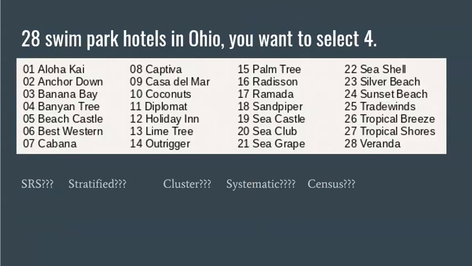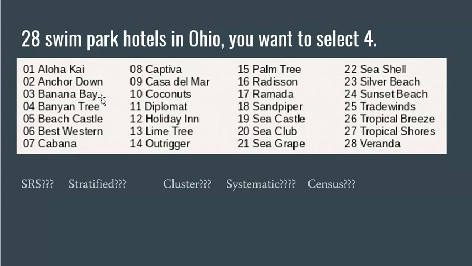All right, and let's look at one more quick example here. Here are my 28 swim parks. I actually went ahead and found the names of the 28 swim parks in Ohio, and let's select 4 of them. And now I gave them numbers already, 0, 1 through 28. So a simple random sample would be to use some type of computer to generate 4 numbers. Ignore repeats, ignore numbers that nobody has. And once 4 different hotels get picked, there's my simple random sample.